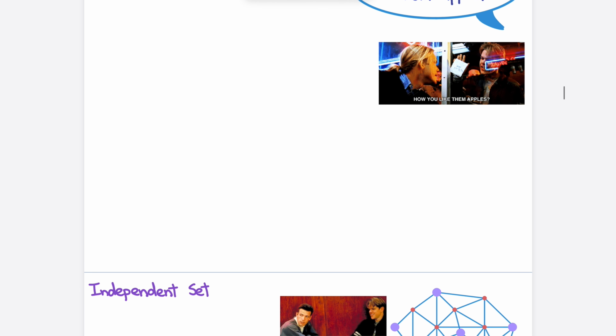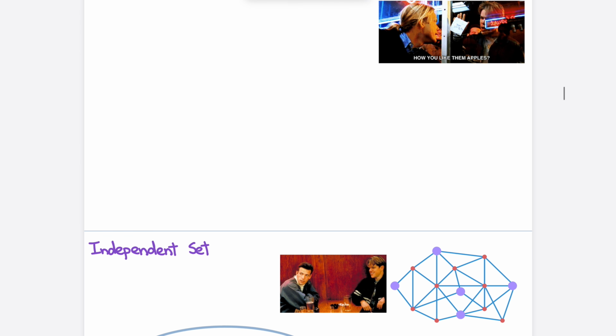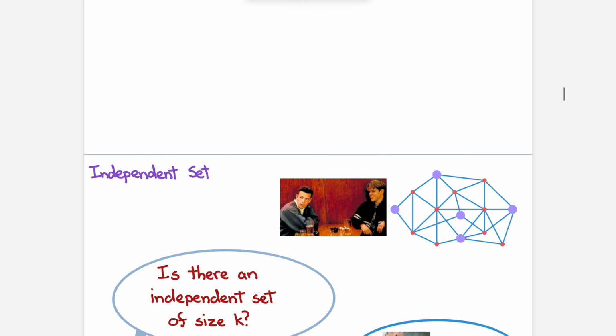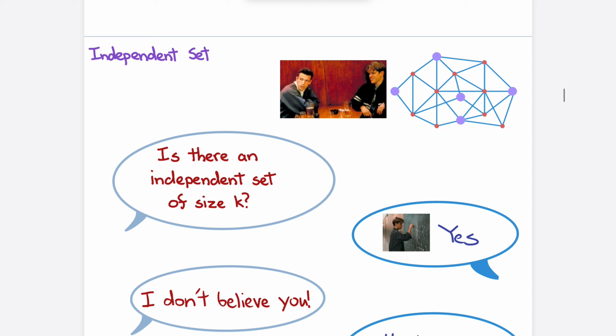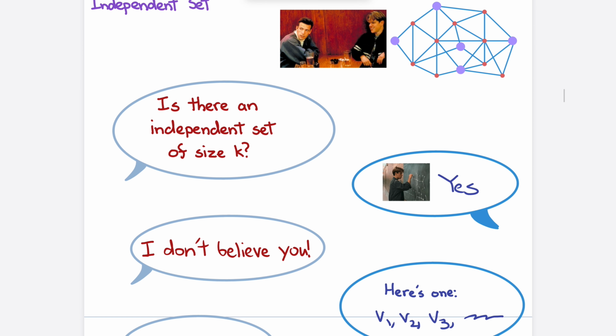The next weekend, they go out to a bar again. And this time, Chucky has an independent set problem. Okay, so he asks Will Hunting, is there an independent set of size K? I can't figure it out. Is there an independent set of size K? And Will Hunting goes to the blackboard at his janitor job, works it out, says yes. Just like before, Chucky says, I don't believe you. So Will Hunting produces an independent set of size K.